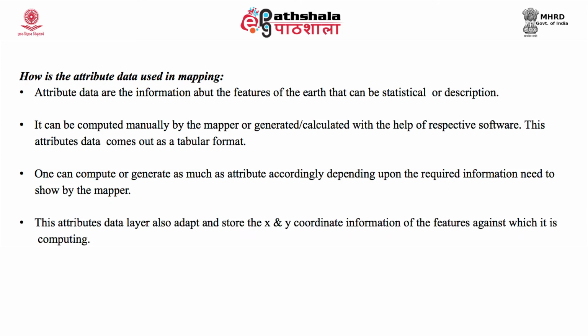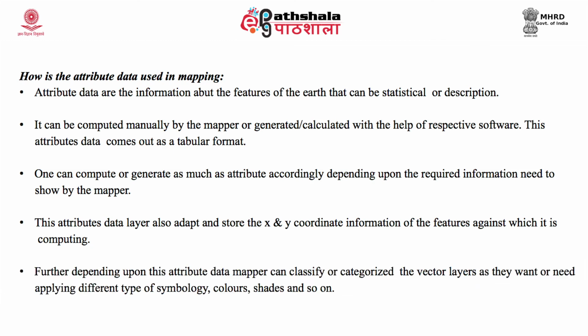This attribute data layer also stores the x and y coordinate information of the feature against which it is computing. Further, depending upon this attribute data, the mapper can classify and categorize the vector layer as they want or need, applying different types of symbology, color, shades and so on.